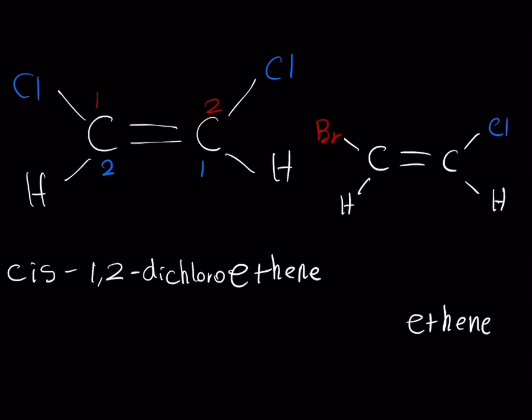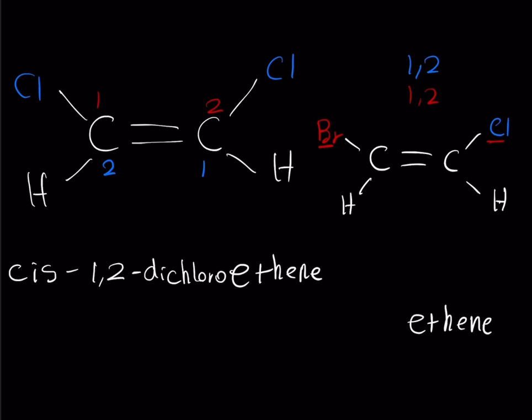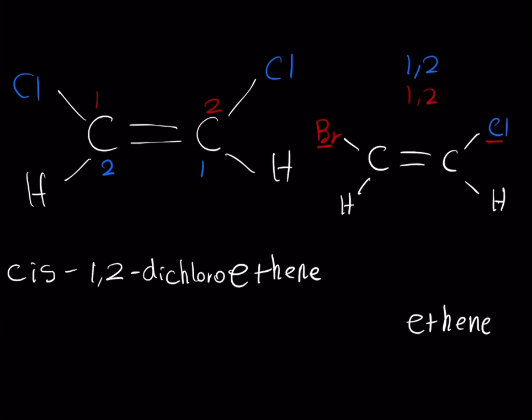In this case, whether we count right to left or left to right, the substituents are still going to have 1, 2, and 1, 2. However, if we count left to right, we give the lower number to the substituent with the first letter in the alphabet, because B comes before C in the alphabet. So when possible, we want the B to have the lower number. So we're going to give this carbon, which is attached to the bromine, the lower number. So we're going to go 1, 2 like that.